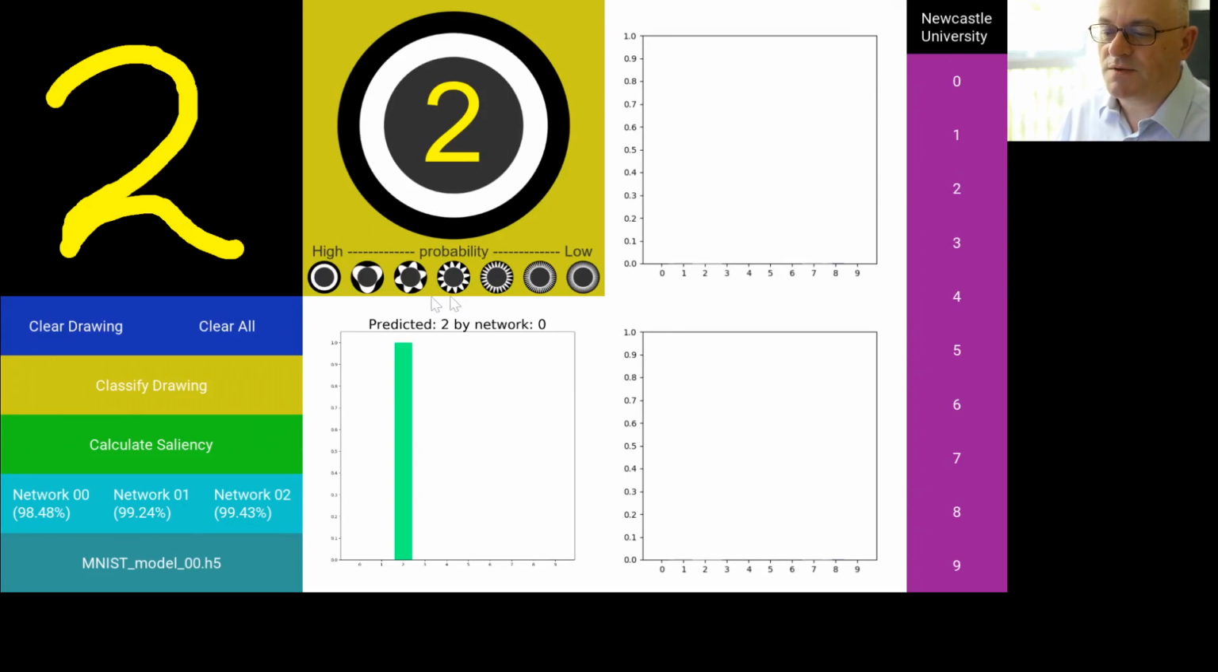So the scale of the glyphs here goes probability high to low, or uncertainty low to high. See, the terminology here is important. But beneath that is the direct probabilities for each digit, and you'll see that the network thinks that it's only very likely to be a 2 and not much else.